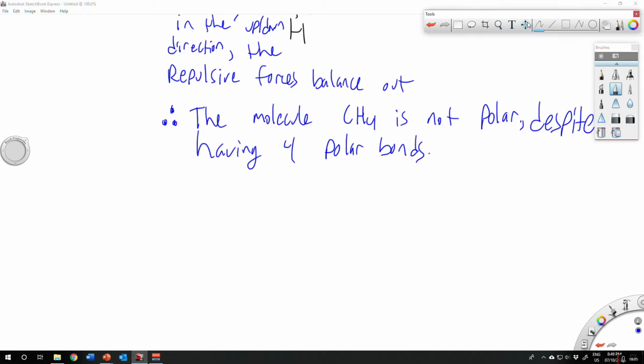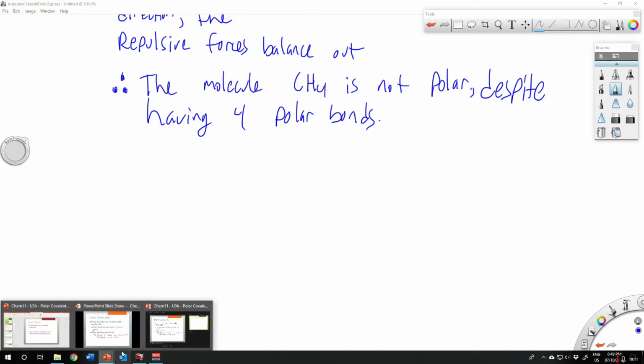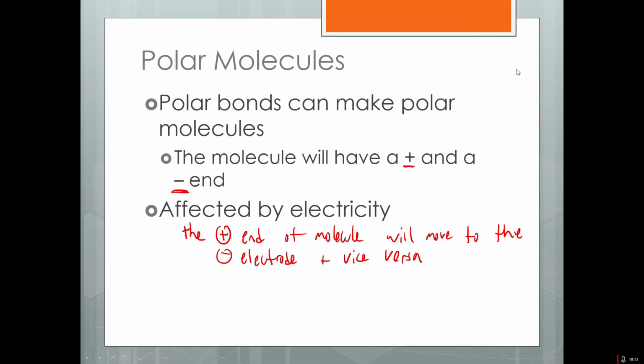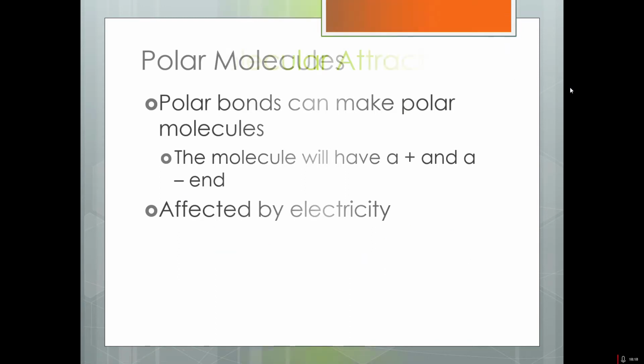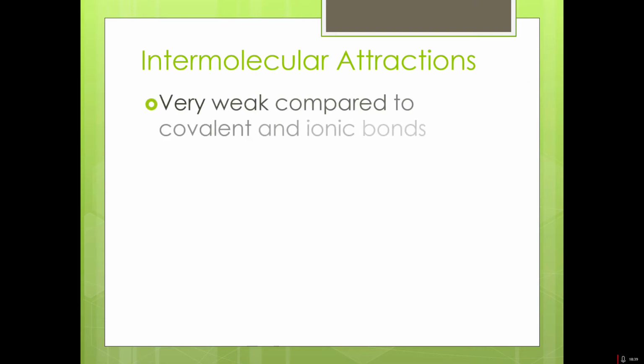Anyways, now this polarity explains some of the intermolecular interactions that exist between certain molecules. Not all molecules will attach to each other. As you know, a lot of covalent compounds are gases or liquids, and that's because their intermolecular attractions are very, very small. Intermolecular attractions are very, very weak when you compare them to, say, a covalent or an ionic bond.